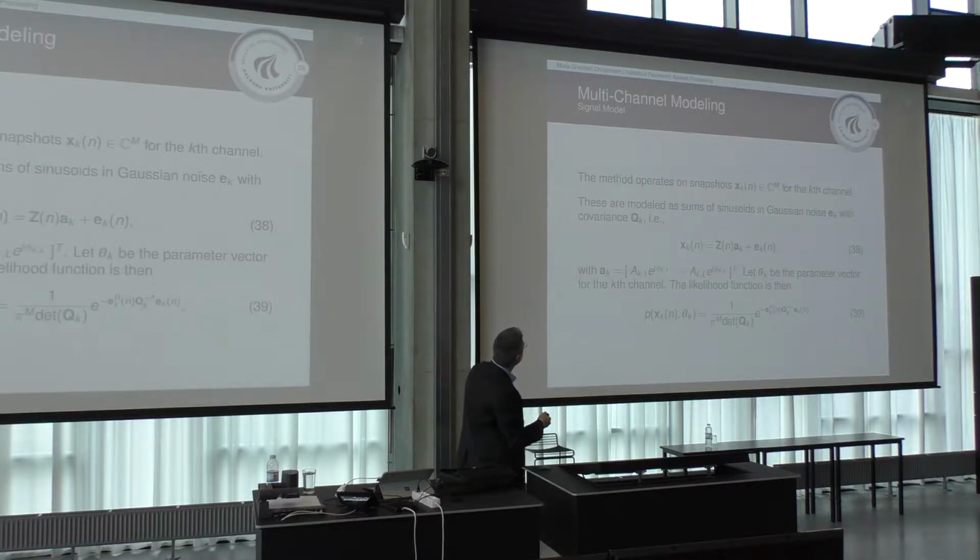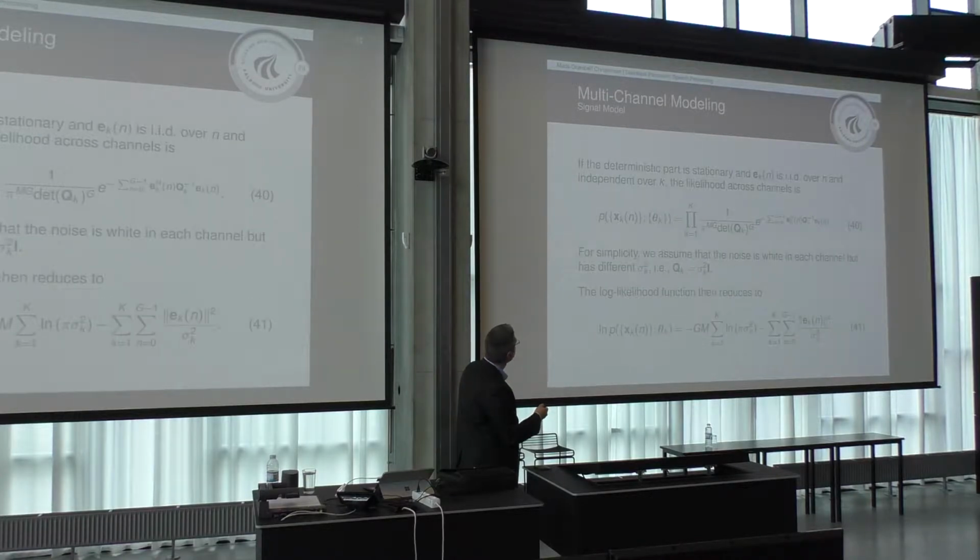Again, it operates on snapshots like before of the signal. Now we just have a subscript K, which means that we're looking at the Kth channel. And then for each of these channels, we model the signal as a sum of sinusoids and Gaussian noise with covariance Q_K here. We use the same model as before. Now we just have a different amplitude vector per channel, so it's called a_K. The likelihood looks like it did before. We just have all these subscript Ks now.